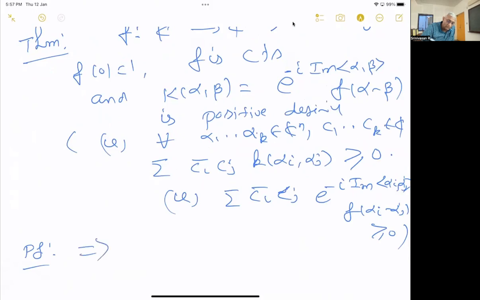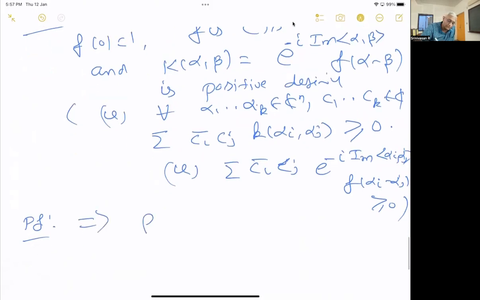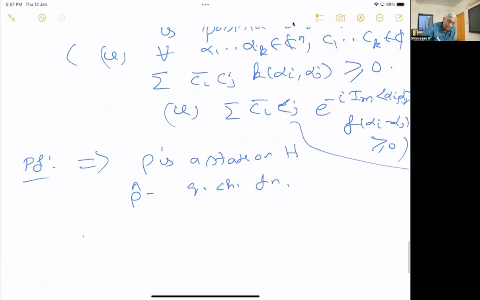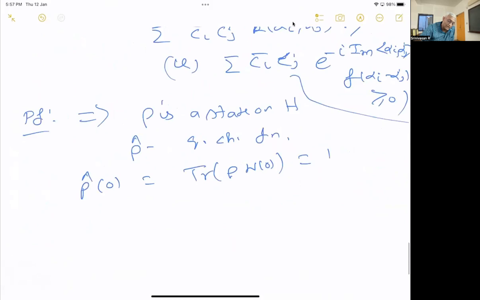So this way we want to prove. Suppose rho is a state on L2 on H, and rho hat the characteristic function. Then it's clear rho hat of 0 equals trace of rho W of 0. W of 0 is identity, so trace rho equals 1. So it's clear rho hat of 0 is 1. Okay, and continuity you want to check.